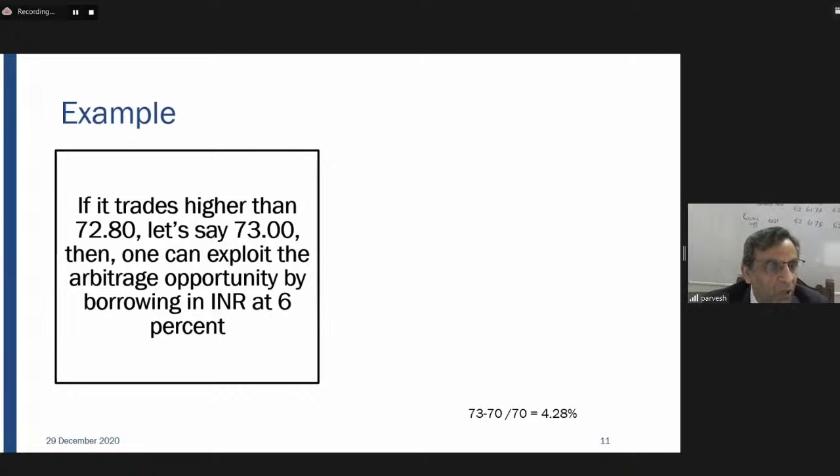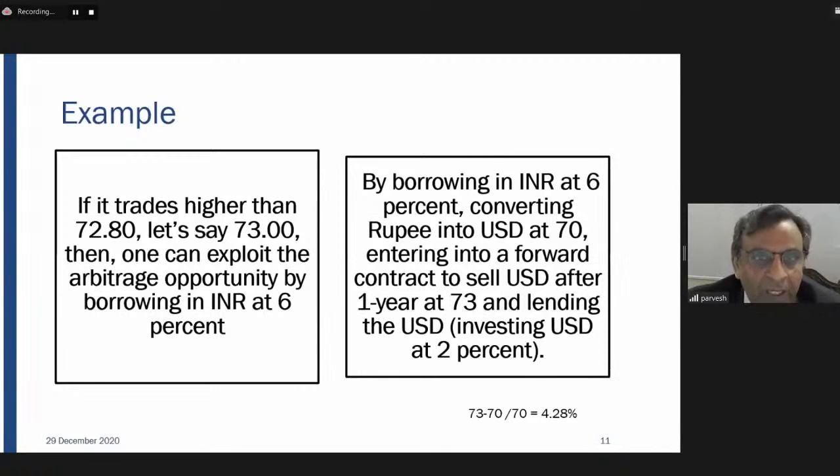Then one can exploit the arbitrage opportunity by borrowing in India at 6%. So now you do just the reverse of what you had done earlier. So borrowing in INR at 6%, converting the rupee at 70. That means you borrow money in India and convert all your rupees at the 70 rupees per dollar and take that money out in US and invest at 2%. Okay, and entering into a forward contract at the same time by selling your dollars at 73. Because after 1 year, when you put the money at 2% in America, and after 1 year you like to bring that money back to your home country, so you will be selling those dollars which you have invested in America and taking it back to India.